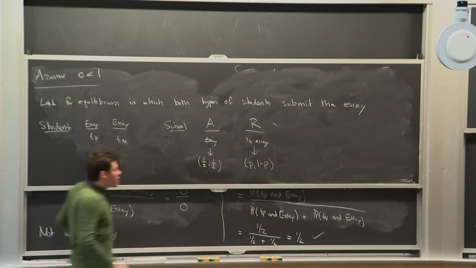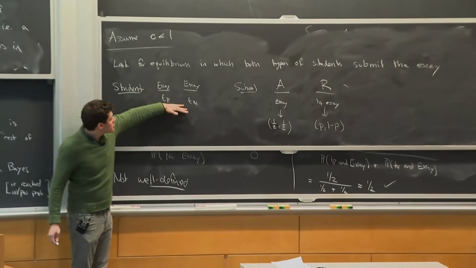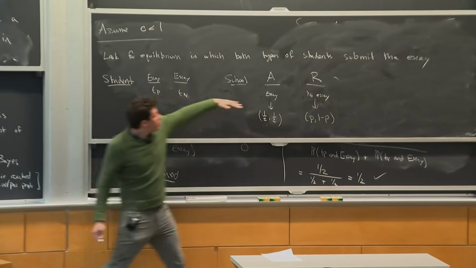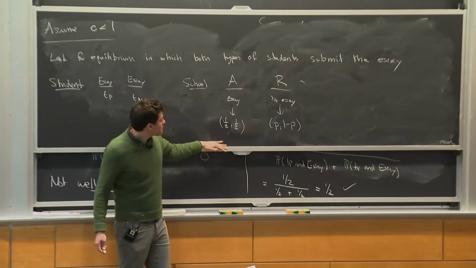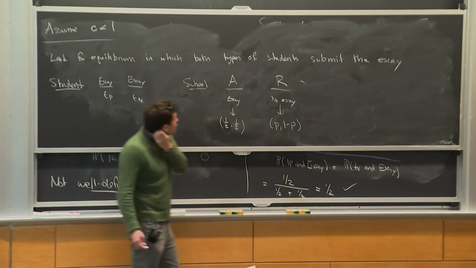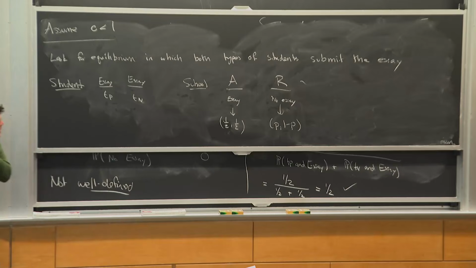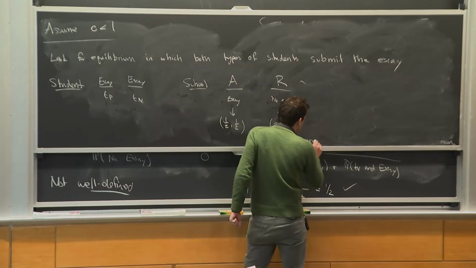So let's try to finish off our construction of a perfect Bayesian equilibrium over here. We already have a strategy for the student. We already have a strategy for the school. The next step is we have to specify beliefs. We've already specified the half-half belief, but we have flexibility over the P, 1 minus P belief. So let's emphasize here that this is unconstrained by Bayes' rule.